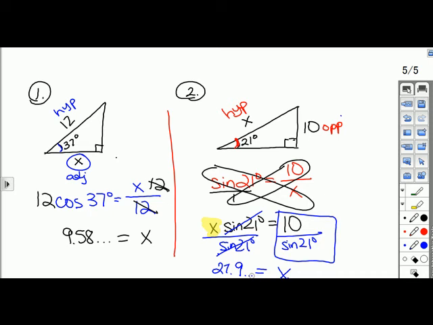Now, here's the problem I see when people use a trig function that has x in the bottom of a fraction: they make algebra errors when they're solving. If we do the same problem, but we use a different trig function, the algebra is easier, but the calculator is the problem.